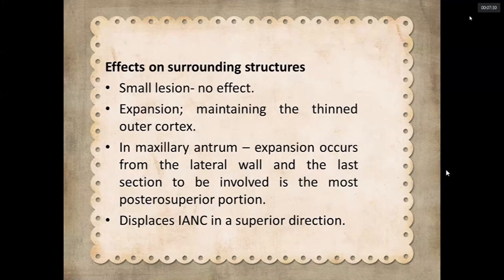Then comes the effects on surrounding structures. The smaller lesions usually do not have any effect on the surrounding structures. As the lesion matures and becomes larger, it results in expansion of the jaw, maintaining the thin outer cortex. Okay, there is presence of cortical expansion, maintaining the thin outer cortex.